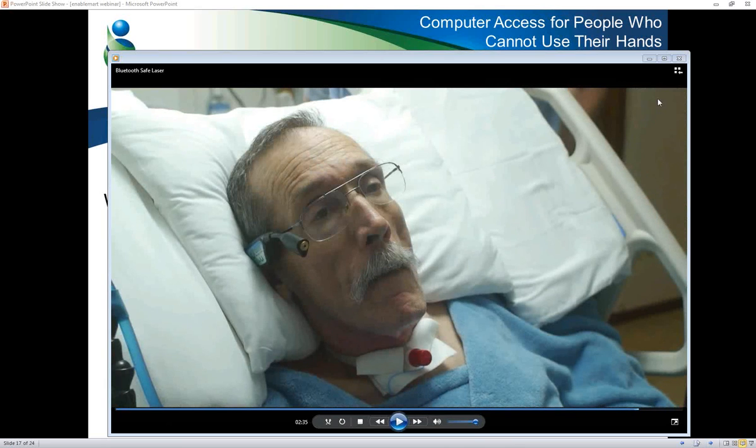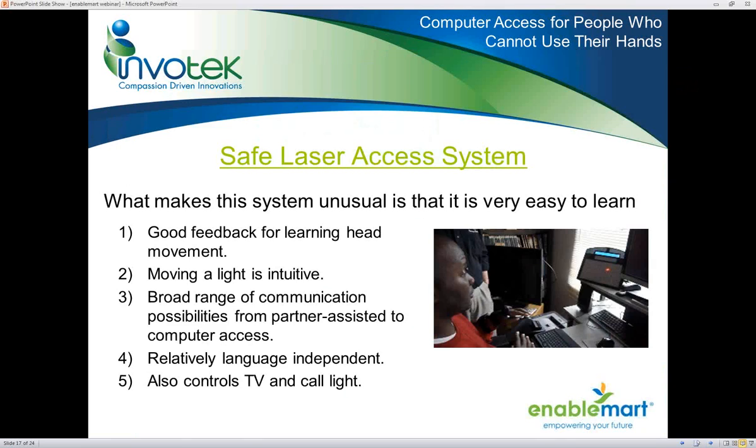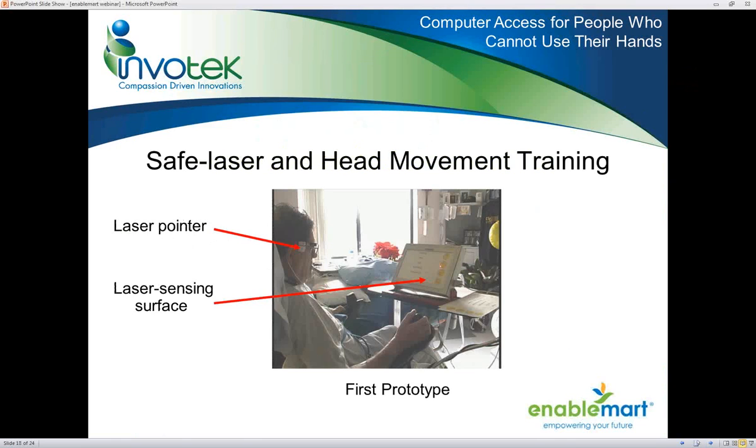All right, so that kind of gives you, I hope, a nice overview of that particular technology. I want to show you some stuff that we did early on as we were working with our Safe Laser system. This was one of the first prototypes, and what we did is we used it to help people who were locked in to be able to learn head movement.